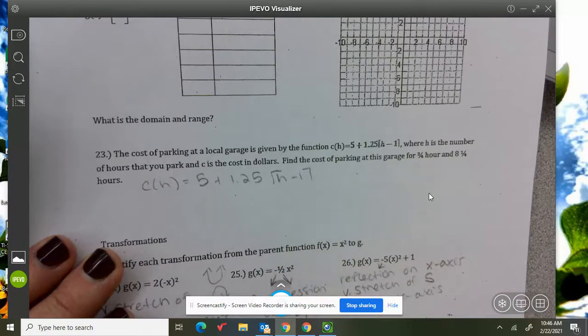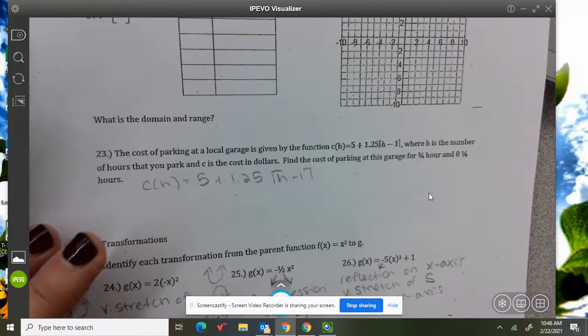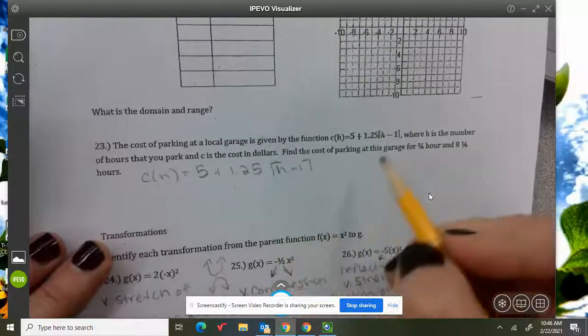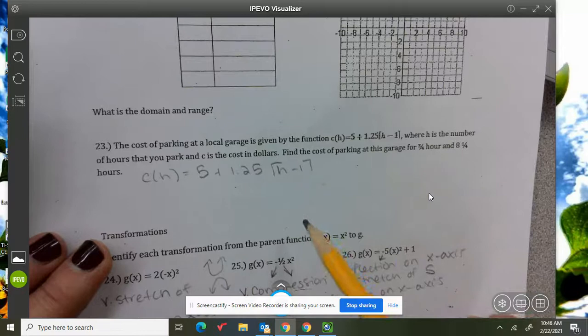They want to round it up though, because what if you parked for an hour and a half? They're going to charge you for that second hour. They're going to round it though. They're not going to charge you for half of an hour. That's why it has the round up symbol. So you don't really need to know that. You can plug in the numbers, but I'm explaining it so it makes sense.